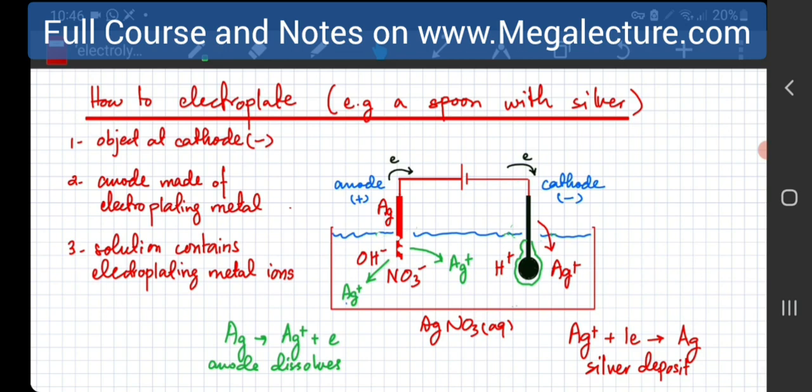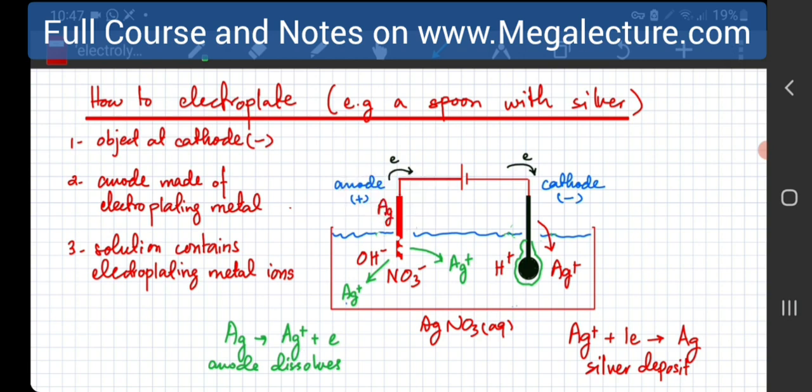The three rules are that the object should always be placed at the cathode. So if I want to electroplate a watch with silver, I'm going to place the watch at the cathode. The anode must be made from the metal that you want to electroplate with. So if I want to electroplate using gold, I'm going to put gold over here. And the solution must contain electroplating metal ions. So if I want to electroplate with gold, it must be a gold compound, maybe gold nitrate or gold chloride, or even some molten gold compound.